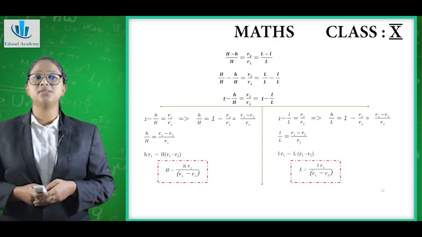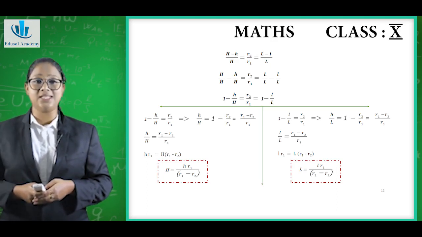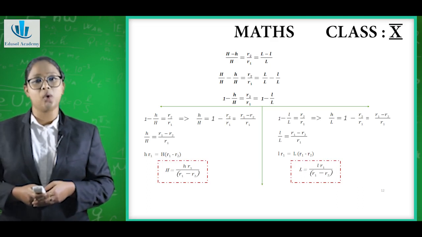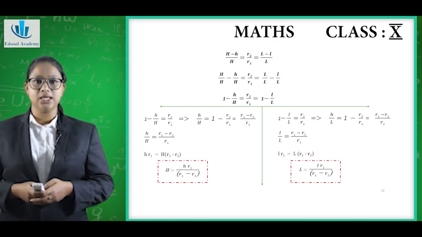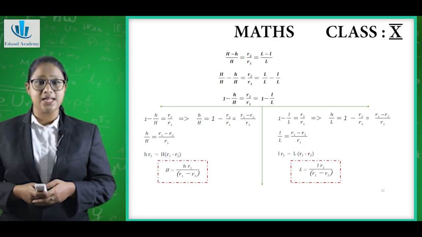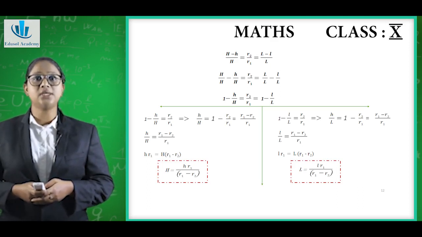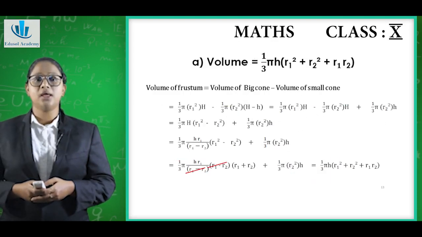Now, let's take the first two parts of this equation, that is 1 minus small letter h by capital H is equal to R2 by R1. Upon simplifying, we can form the final equation for capital H, that is equal to small letter h into R1 by R1 minus R2. Similarly, the equation for capital L can be formulated as small letter l into R1 by R1 minus R2. Now, we may deal with the derivation of volume of frustum.